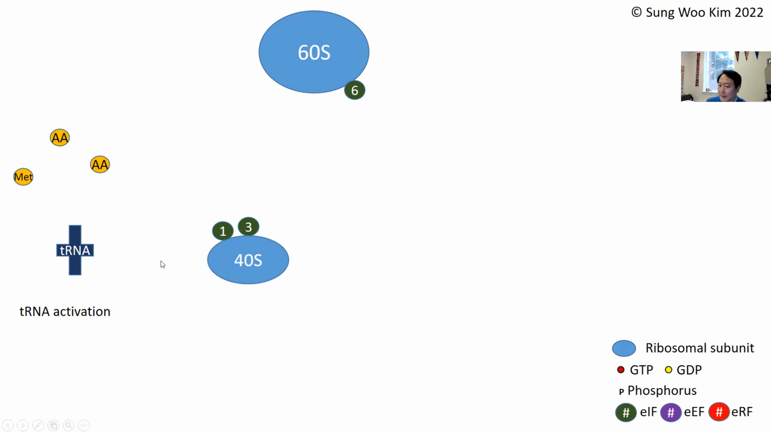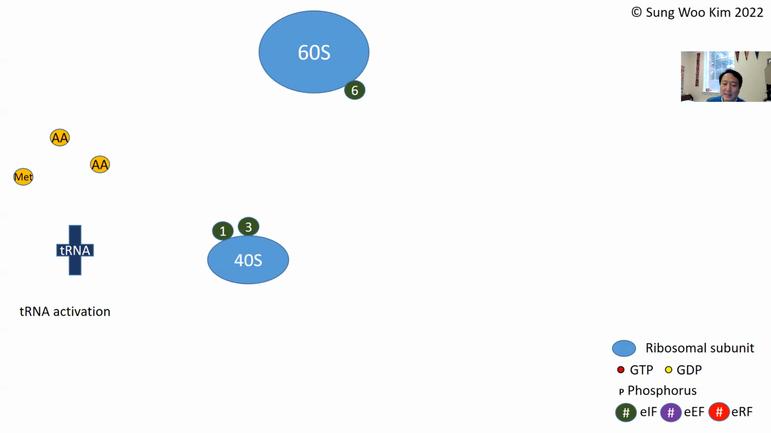In the cell cytoplasm, at the same time, there are amino acids. So this yellow circle with AA means free amino acid. And in this case, this is dedicated to methionine. Also, in the cytosol, you can find the uncharged free tRNAs. So there are 20 different types of tRNAs existing, responsible for the corresponding amino acid.